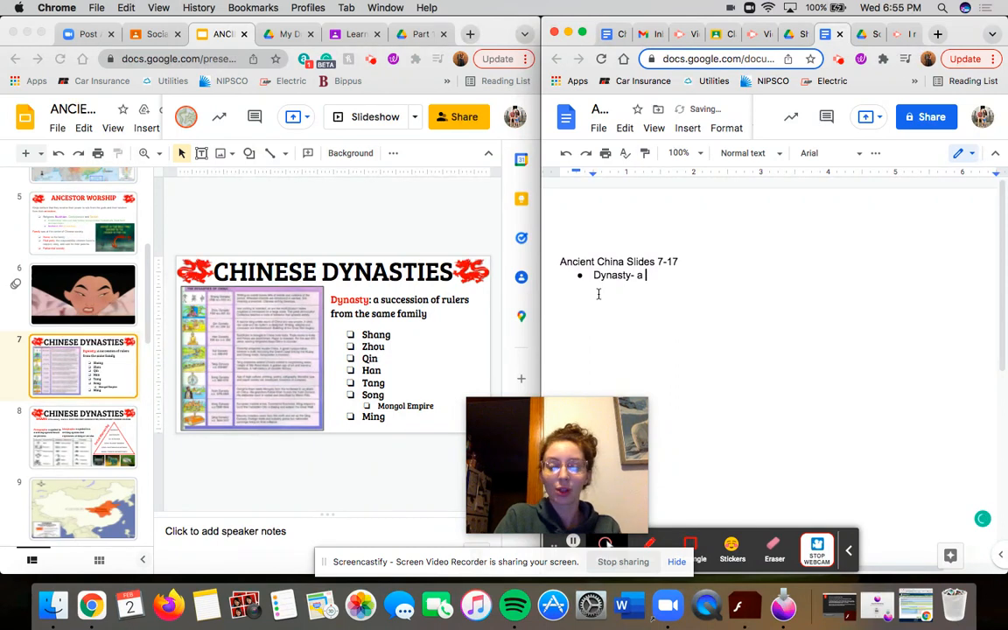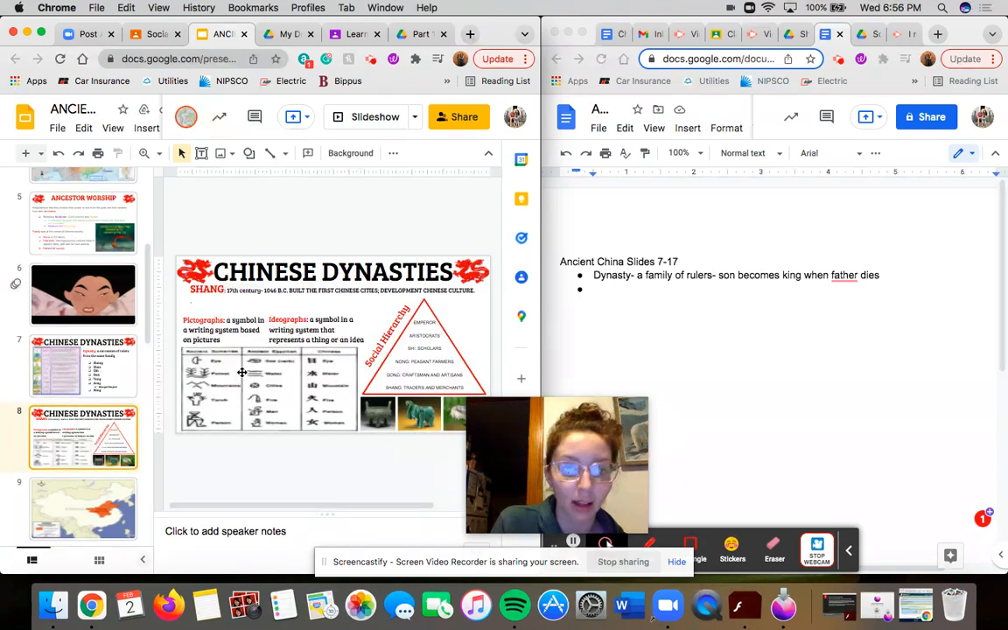And you don't have to write it in the same words that she does, just write it in whatever way that you understand it. So write it in whatever way that makes sense to you. This is the way that makes sense to me, so that's how I'm writing it. Okay, so the rulers go in this order: the Shang, the Zhao, the Qin, the Han, the Tang, the Song, the Mongol Empire, and the Ming. Okay.